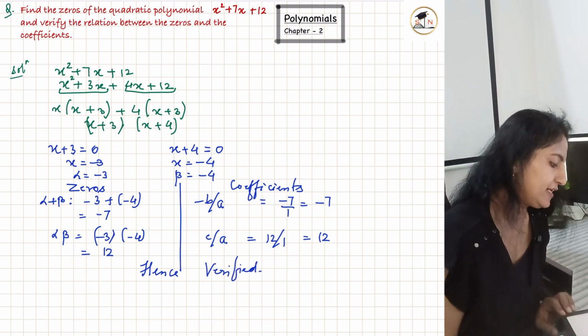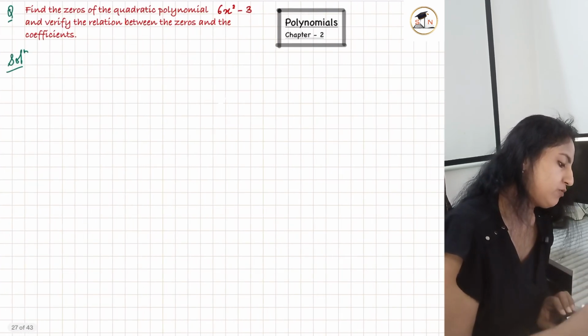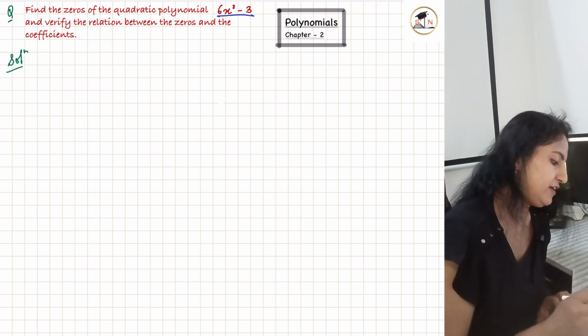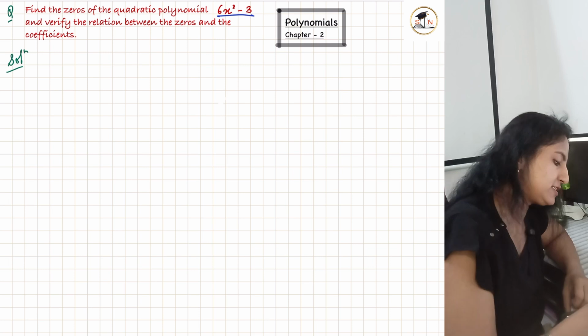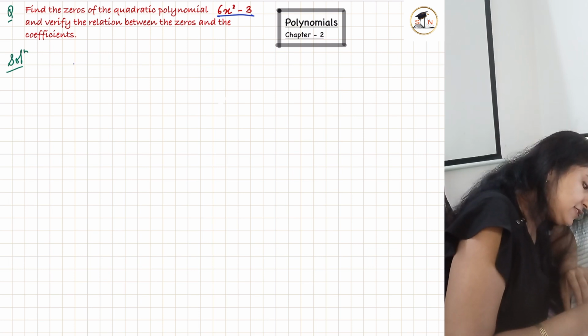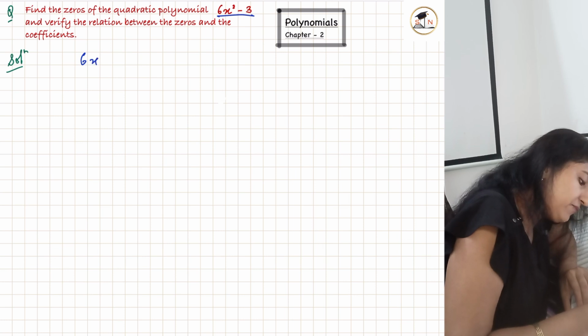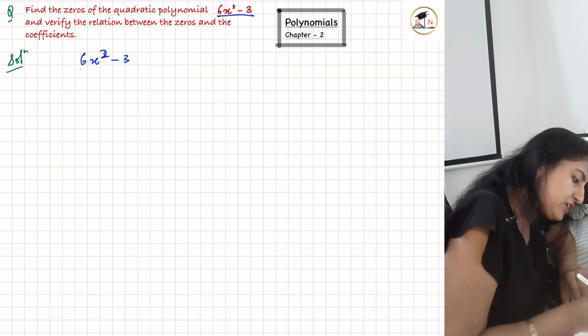Okay, let's try another one. So we have, find the zeros of the quadratic polynomial 6x squared minus 3 and verify the relation between zeros and the coefficients. So now the steps remain the same. We first need to factorize 6x squared minus 3. What I can see over here, we have 3 as a common factor, which I will take out, leaving me with 2x squared minus 1.